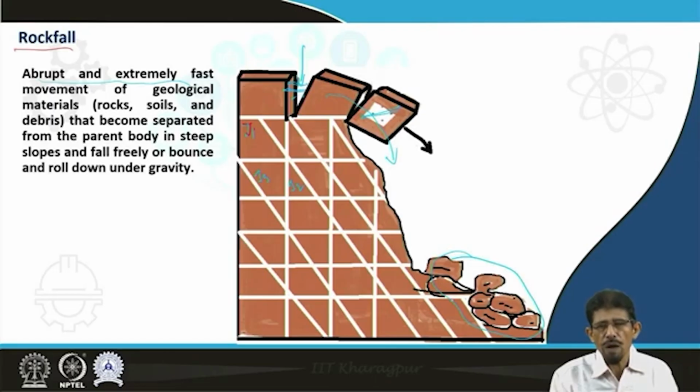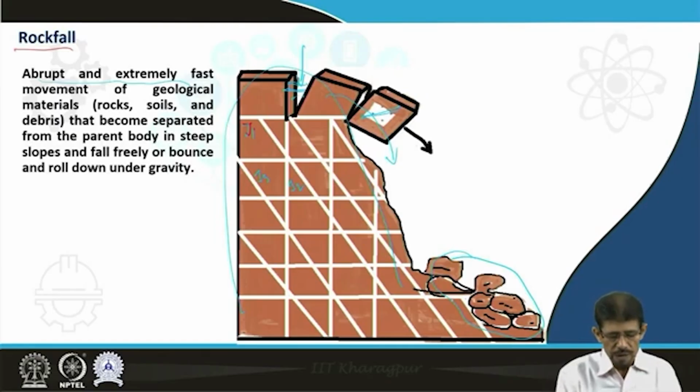However, if a block of rocks is moving fast after detachment, then we recognize it as rock fall. If the material is made up of debris, then debris fall. If it is made up of soil or earth, then earth fall. In case of fall, the speed of movement is very high.